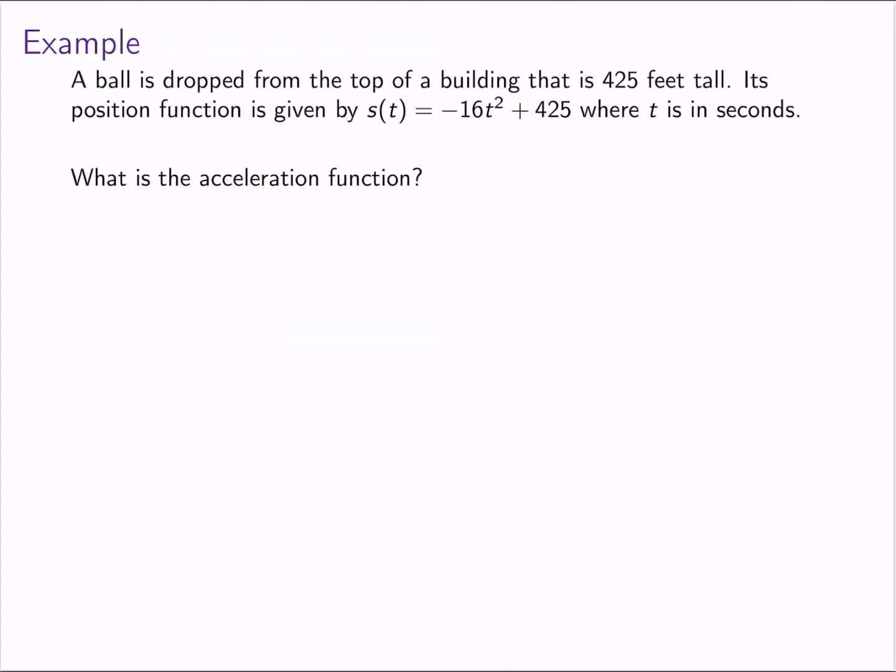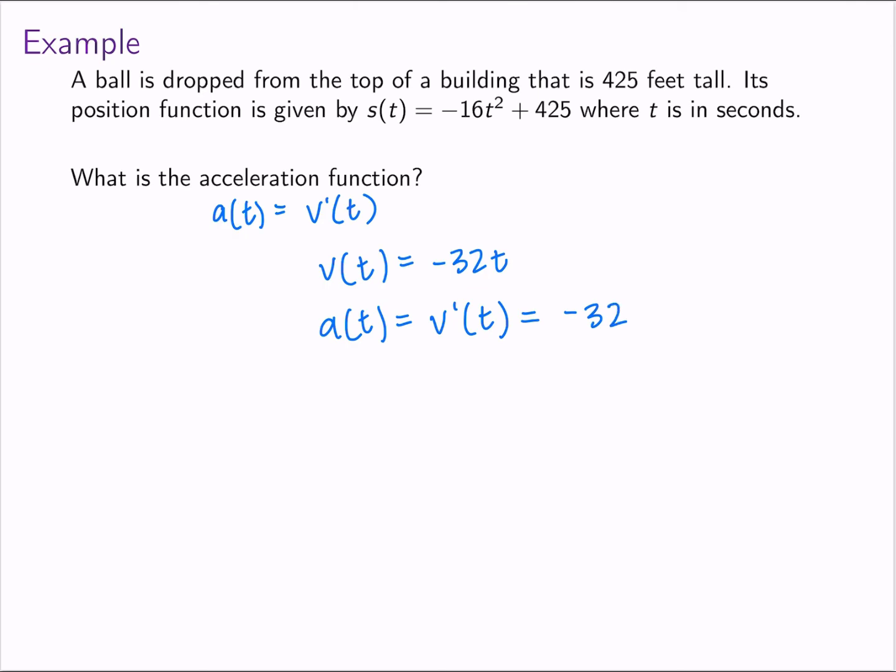All right, what about acceleration? What would our acceleration function be? Well, remember acceleration is the derivative of velocity. So it's how velocity changes. So we know that velocity, we found that already, was negative 32t. So to find the acceleration function, we just need the derivative of velocity, which, what's the derivative of negative 32t? That would just be negative 32. Feet per second squared is the measurement for acceleration, or the units for acceleration.